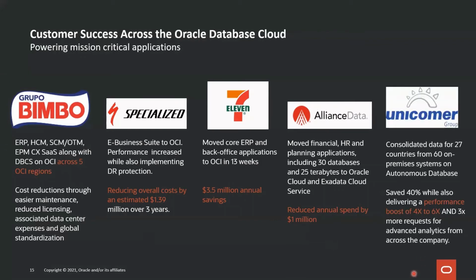Unicommer consolidated 17 countries' data from 60 on-premise systems to Oracle Autonomous Database, and not only saved 40%, but also were able to support a 300% increase in the number of analytics queries globally. They got information from their data that they didn't previously have. Now, that is a perfect example of how Oracle Database Cloud optimizes a business analytics initiative and maximizes the value of their data capital. More information, faster, enabling the business to more rapidly act at a significantly lower cost.